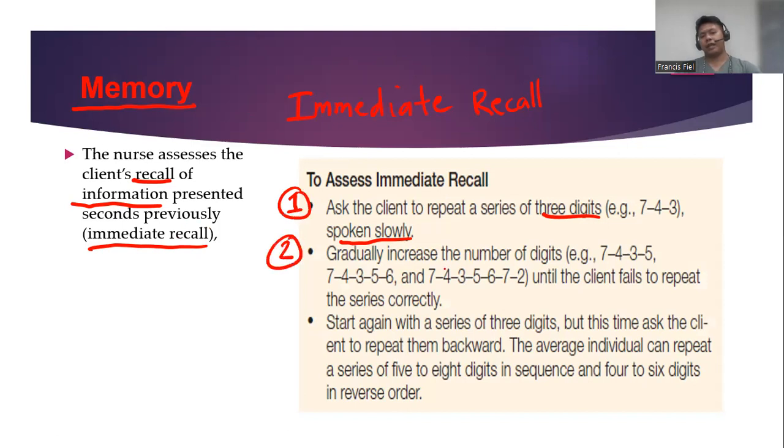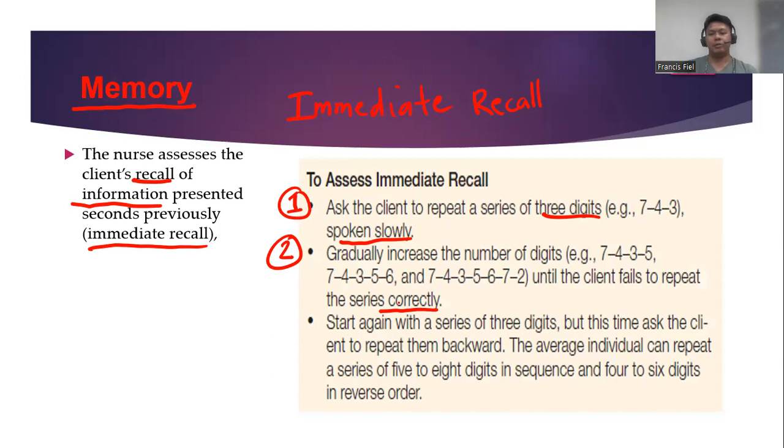Pangalawang step, you gradually increase the digits, no, from 4, 5, 6 until the client fails to repeat the series correctly, no. So, ma'am, 7435. So, sabihin ng patient, okay? 7435. Yan, ganyan, no? So, or, ma'am, 5612. So, sabihin ng client, 5612. Okay? So, okay, increase natin, ma'am. 56213. No? So, sabihin ng client, 56213. Then, and so on and so forth. Alright? Pataas, padami yung number.